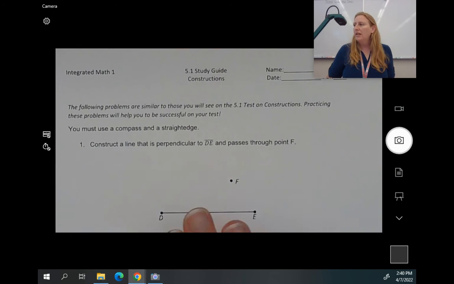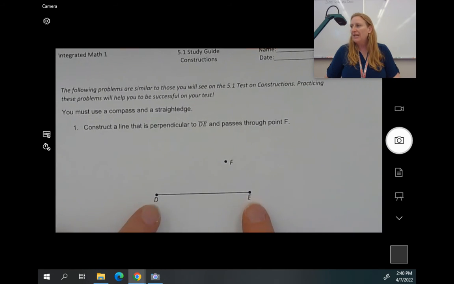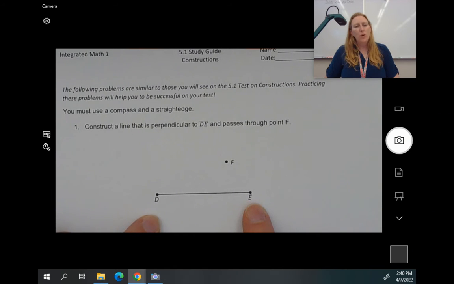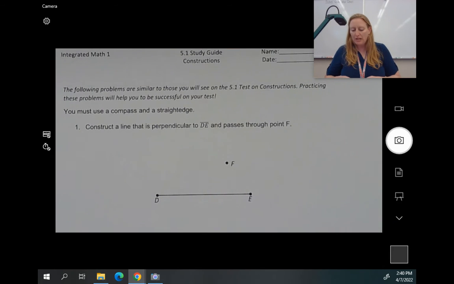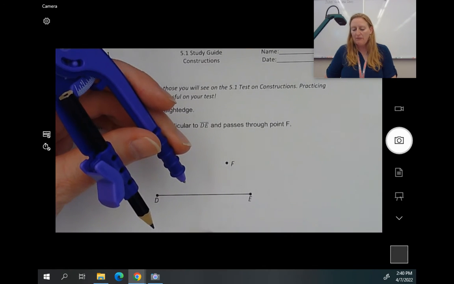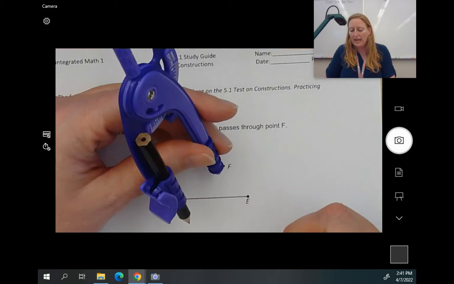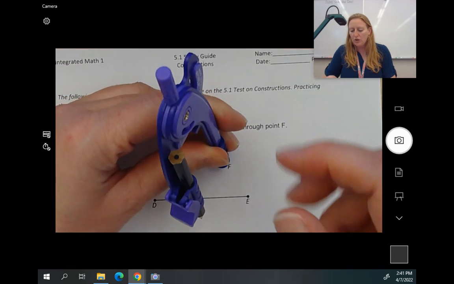Not a big deal. We're going to kick it off with number 1, where we're asked to construct a line that is perpendicular to DE and passes through point F. Now, this one's a little tricky because it looks like they gave us endpoints. But we don't want to use those endpoints because we need it to go through point F. So I'm going to use my compass here. And I'm going to swipe an arc such that it hits this line twice. If you want, you could even use your straight edge to make DE a little longer. That would be okay. I'm not going to do that, but you certainly could.